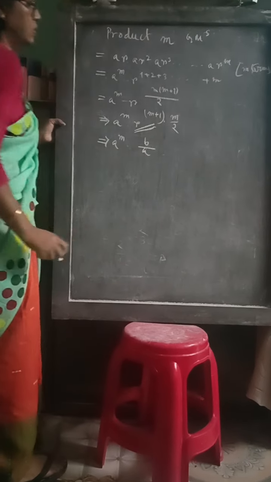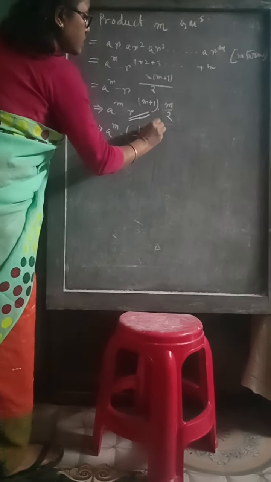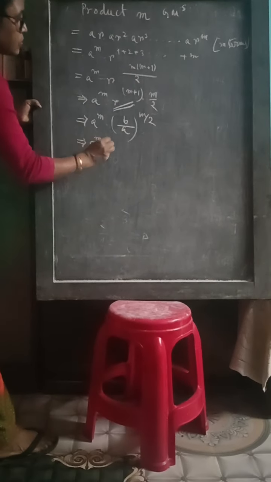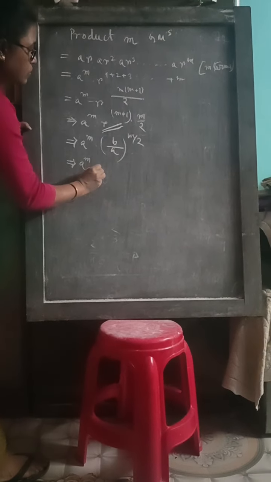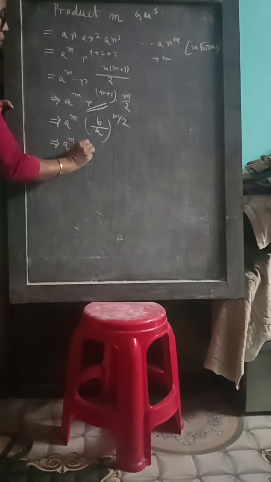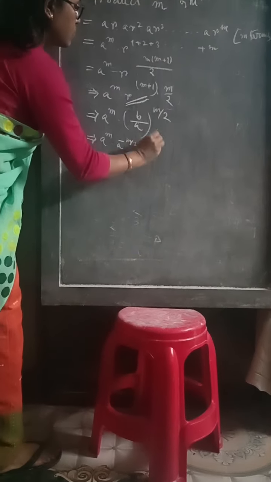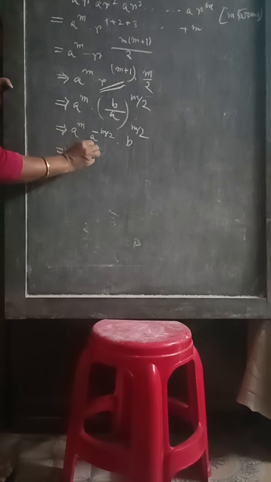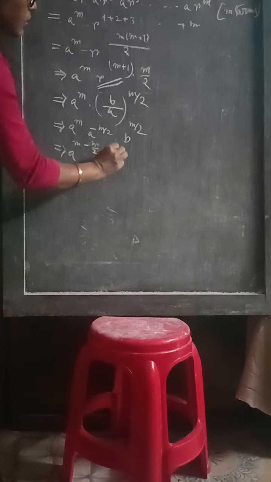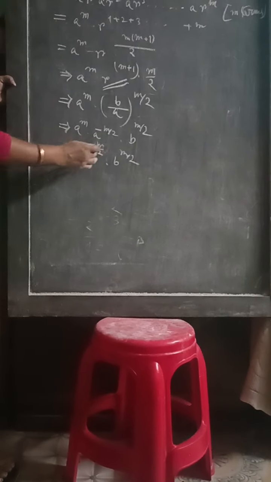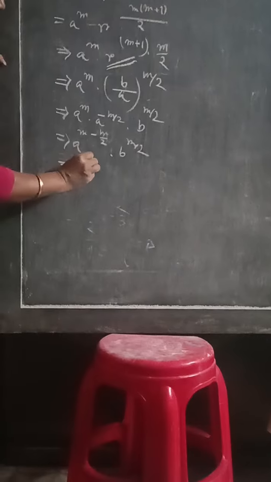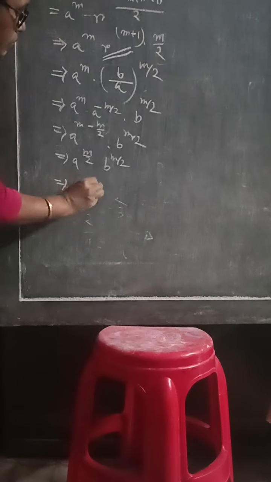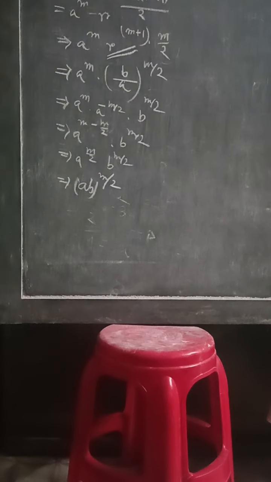We substitute this, and the power is m by 2. Plus a to the power m into a to the power m by 2. Since it is in the denominator, it is minus m by 2, into b to the power m by 2. a to the power m minus m by 2 is a to the power m by 2, and it is b to the power m by 2. So we can write this as (ab) to the power m by 2. Students, understand this?